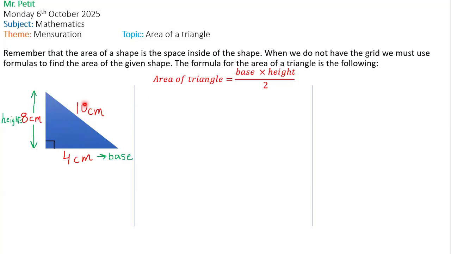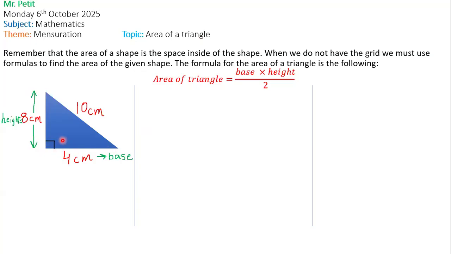Height. Do you think 10 is the height? How many people think 10 is neither the height nor the base? Yes, it's neither. Because we already identified the height and the base, didn't we? The height is 8 centimeters and the base is 4 centimeters. See? So the base is 4.